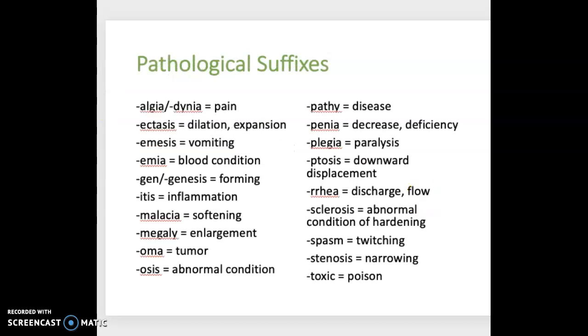All right, pathological suffixes. We've got a lot of these. So you can see the suffixes and their definitions. And again, a lot of these are pretty common. We'll see algia a lot. Algia is the very first one here. Algia or dynia means pain. So neuralgia is nerve pain.